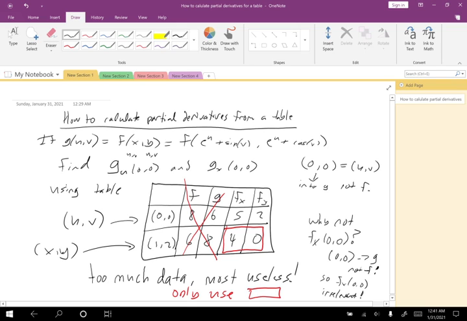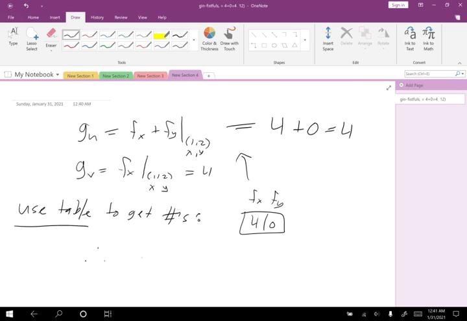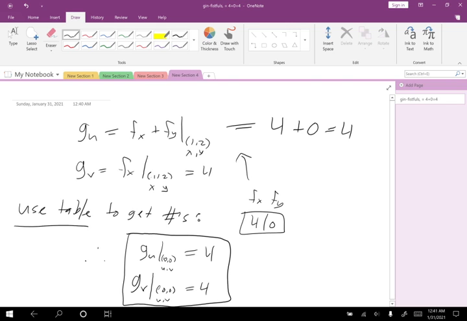So I just want those last two numbers, 4, 0. So if we remember 4, 0, this was our f sub x, this was our f sub y, so let's plug it in. 4 plus 0 equals 4, and 4. So therefore, g sub u at 0, 0, this is our u, this is our v, is just 4. g sub v at 0, 0, this is our u, this is our v, is 4. And that's all there is to it.